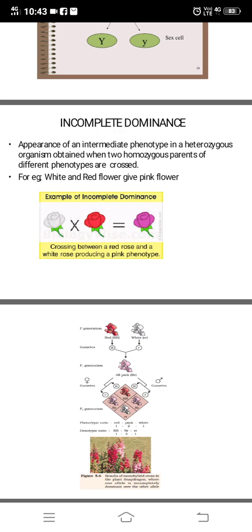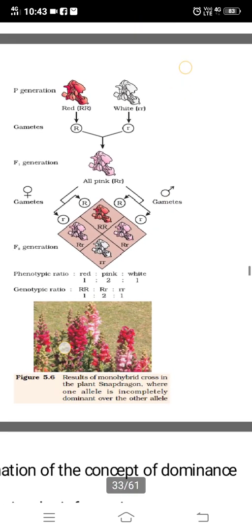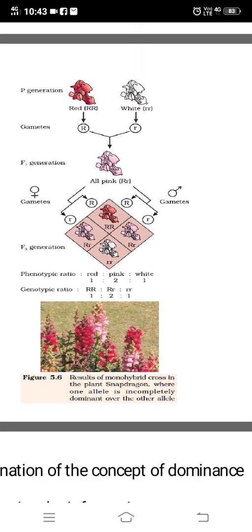That means suppose this is white WW and small w, then you are getting capital W small w, but the color is pink. Okay, so that is incomplete dominance. Take another example of incomplete dominance. You can see here R and small r. According to Mendel, capital R small r will give red color, but here it is found to be pink color. So this is called incomplete dominance.